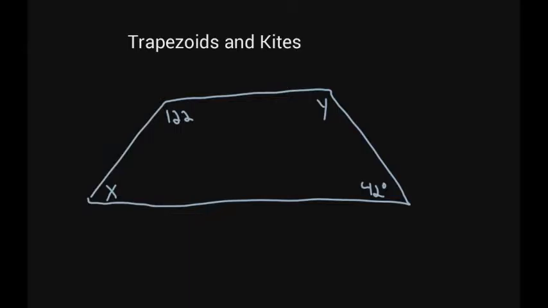Alright, we're going to talk about trapezoids and kites. So, I have a trapezoid here. So we have one set of parallel lines. And we got two angles there, 122 and 42. And we need to find the missing angles, x and y.